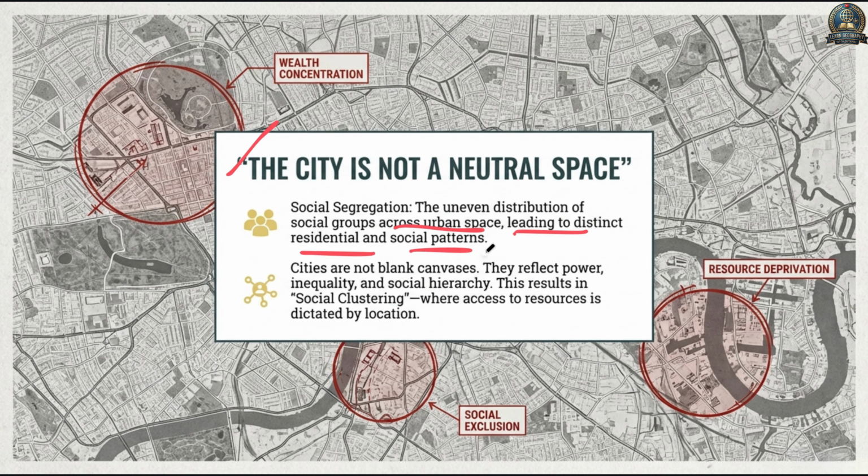Social segregation means the uneven distribution of different kinds of social groups across urban centers or urban space, and it ultimately leads to distinct residential and social patterns. Cities are not blank canvases, they reflect power, inequality and social hierarchy. This results in social clustering where access to resources is dictated by location.